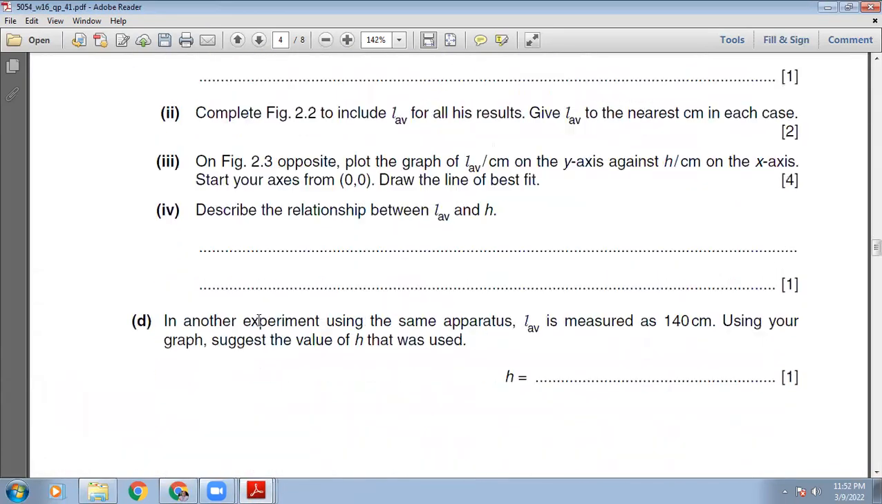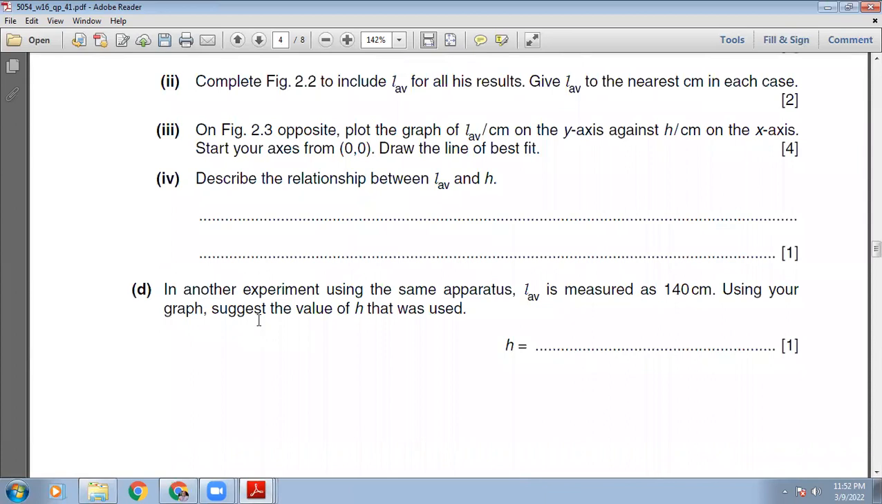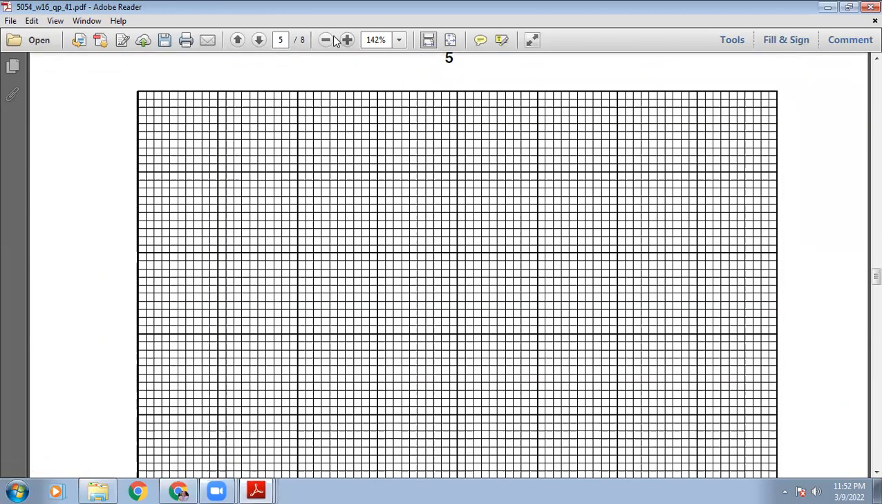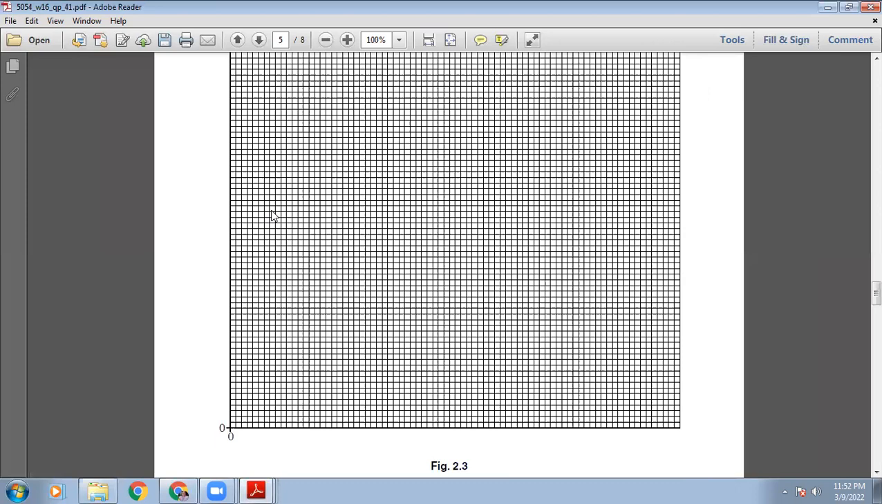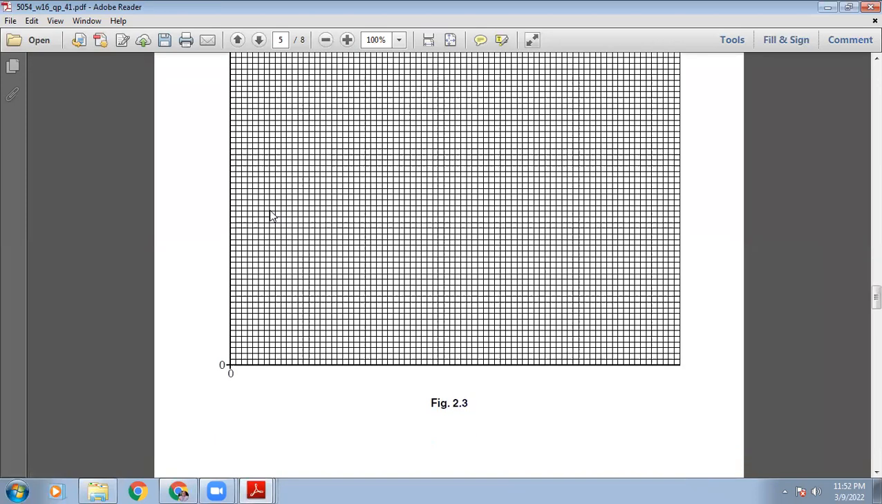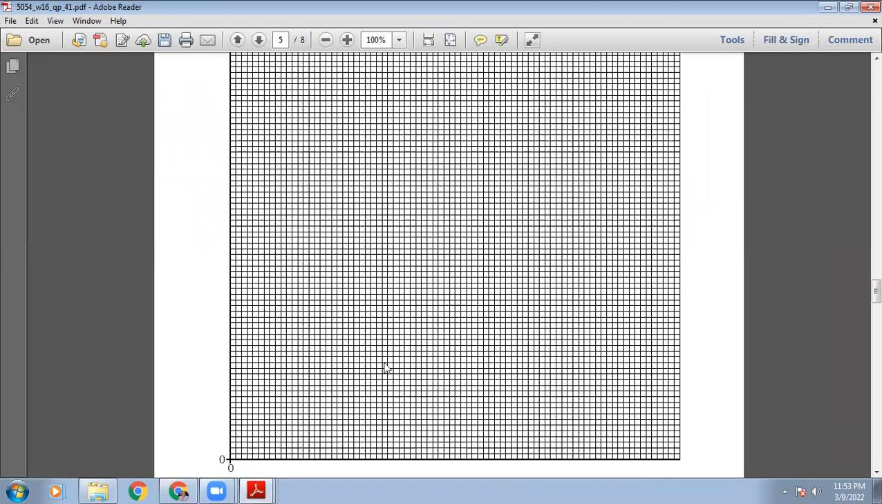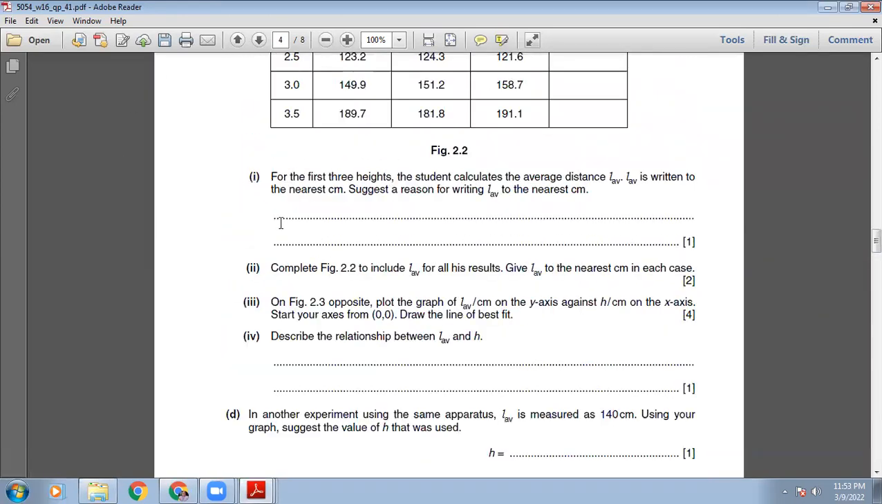Okay, so the next thing they are asking is, on the figure 2.3 opposite, plot the graph of the L average in centimeters on the y-axis against the h in centimeters on the x-axis. Start your axis from 0, 0. Draw the line of best fit. So here's that graph paper. Let me show you. If you can see the whole thing, okay. So we have to take the L average here and the H here. It's a kind of 4 marks question.